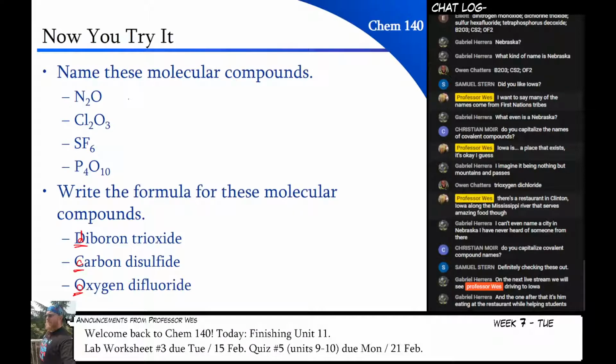All right, so let's name these. I've got 2 nitrogens. That's apparently dihydrogen. I just dropped 2 letters. Let's pretend that didn't happen. Dinitrogen. And then monoxide. There you go. And then we've got dichlorine trioxide.